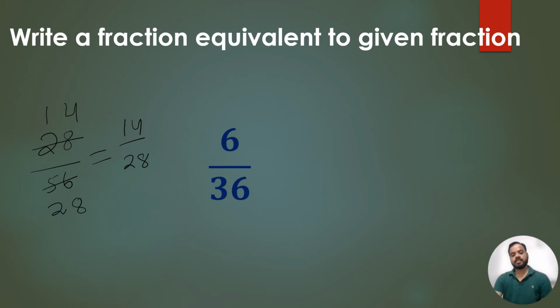Now next example, 6 by 36. So we have to write a fraction equivalent to the given fraction, 6 by 36. So we can cut it by 6. So 6 ones are 6 and 6 sixes are 36. So the answer is 1 by 6. So 1 by 6 is an equivalent fraction.